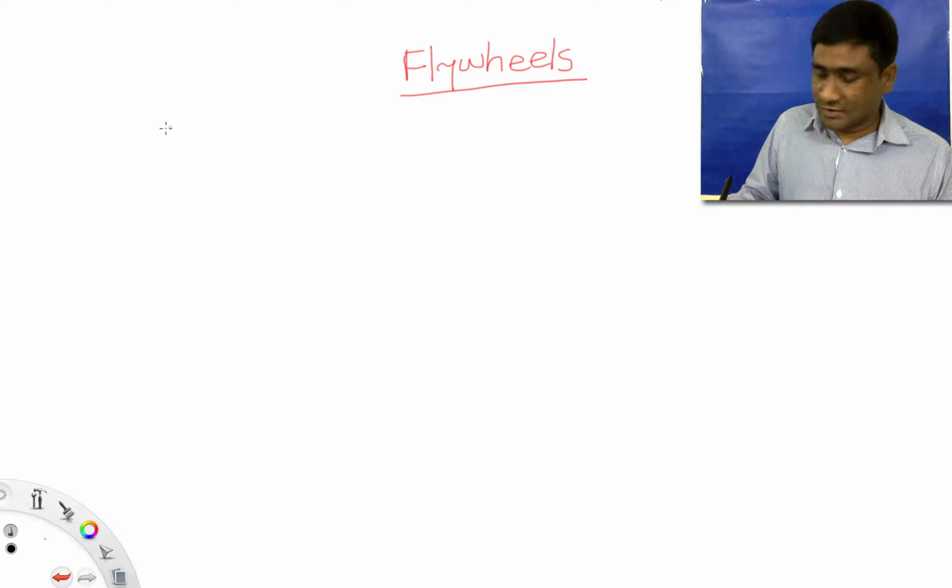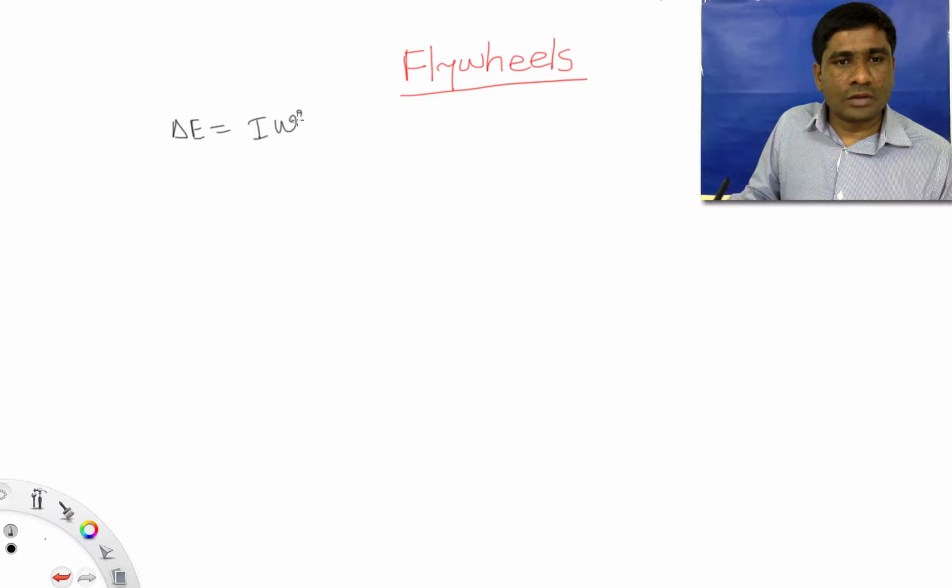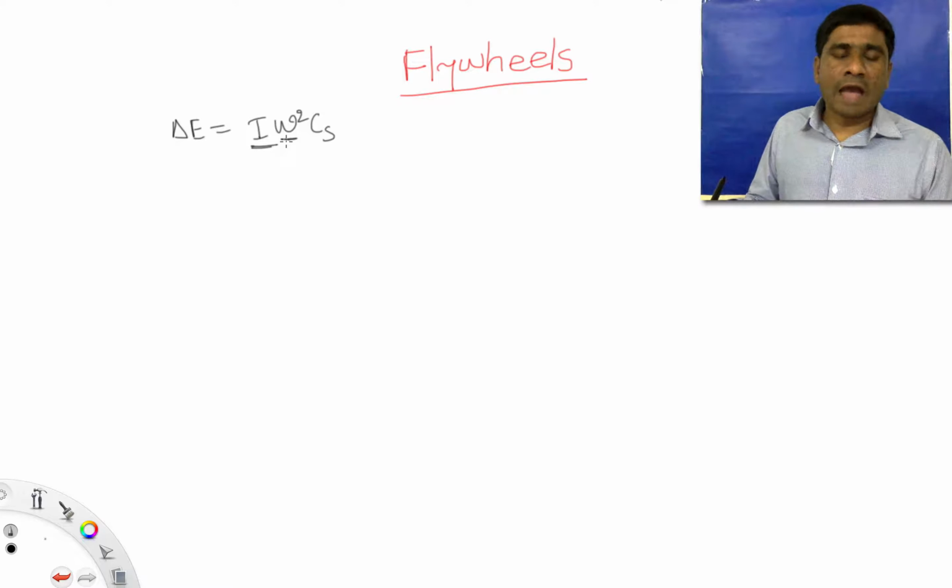In the previous session, we have derived the formula delta E equal to I omega square Cs, where I is the moment of inertia of the flywheel, and omega is the average angular velocity of the flywheel, or we can say the average angular velocity of the crankshaft also, because this flywheel is connected to the crankshaft. And Cs is the coefficient of fluctuation of speed.